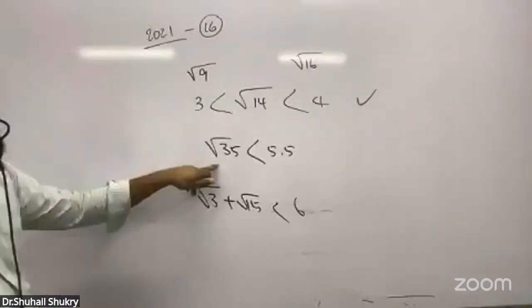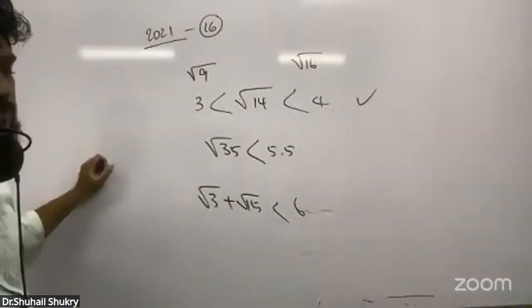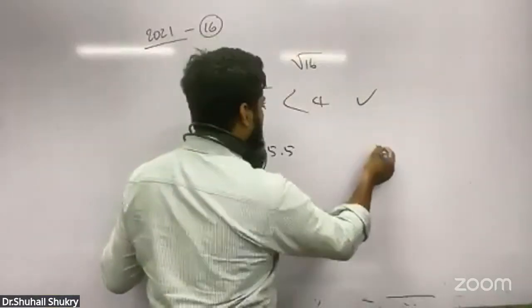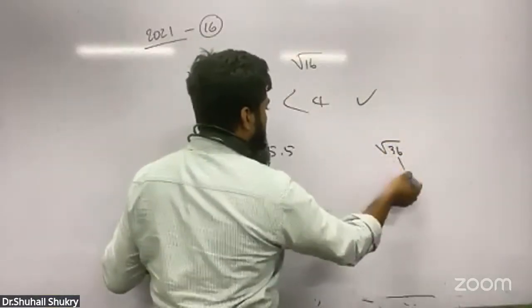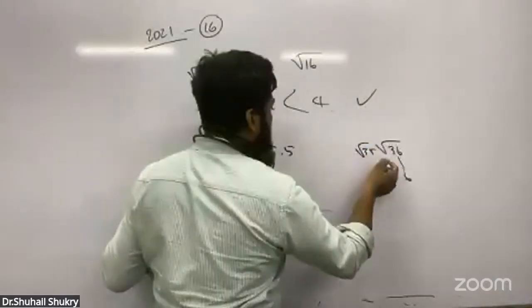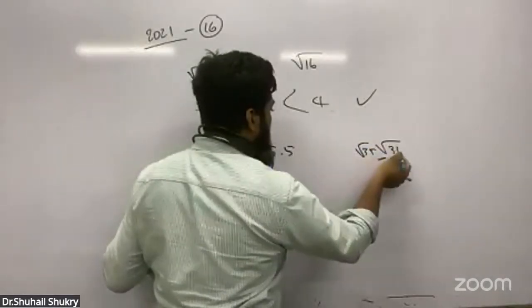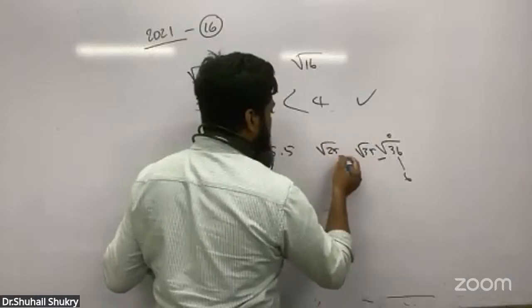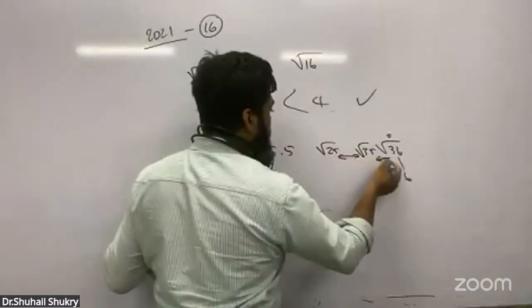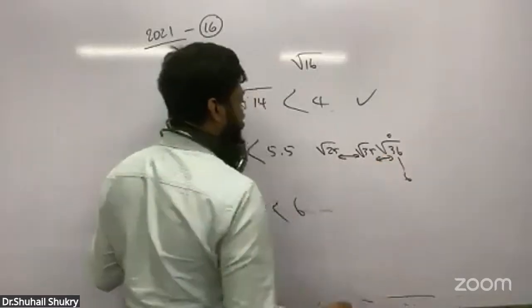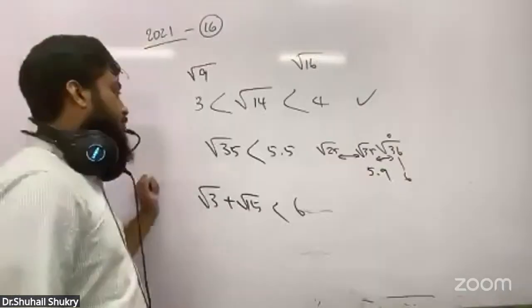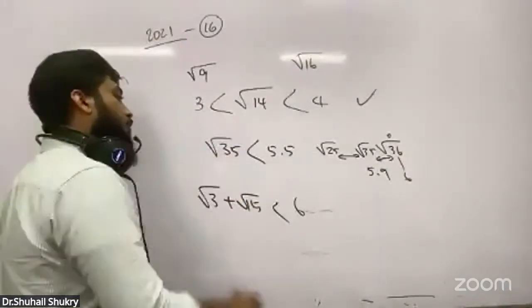Second one, root 35 is less than 5.5. So you can check this. How much is root 36? That is 6. Root 35, what is before root 36? You get root 25. So you can see the gap here. Between root 35 and root 36, only just one gap. So this value definitely should be something like 5.9. So this is not smaller than 5.5.